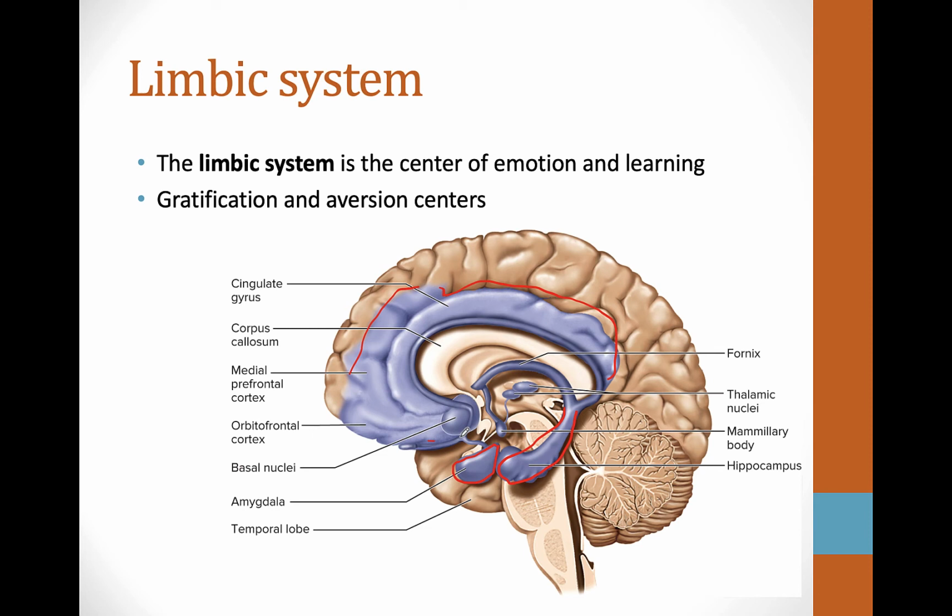The hippocampus has been specifically associated with function in memory. And then the amygdala is mostly an aversion sensor associated with the emotion of fear.